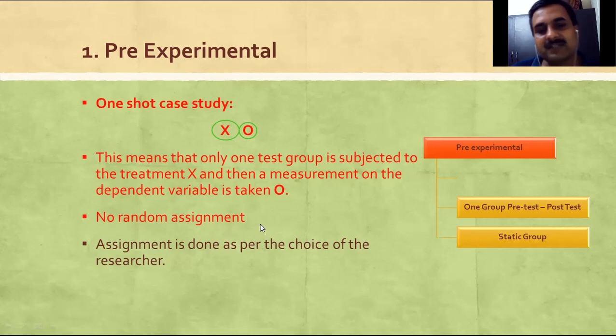So no random assignment, no random assignment. I have already told you, random assignment is where the chances of getting selected of every single unit in a sample remain the same for everybody. And you can compare it with the lottery method where every individual's chance to get selected remains the same. So that is referred to as random selection. I have already discussed it in the previous lecture video.